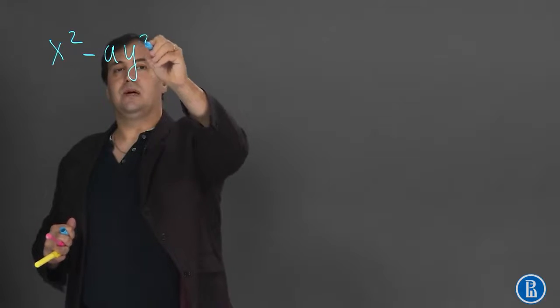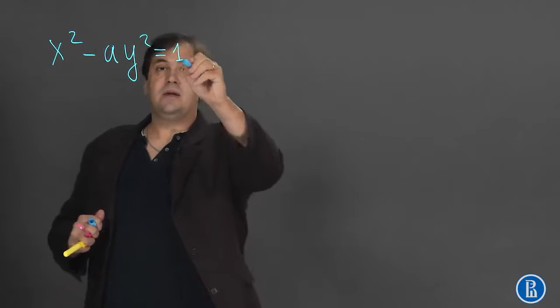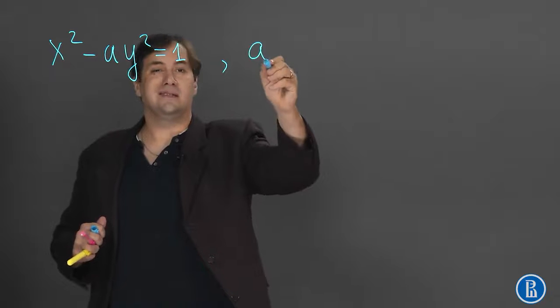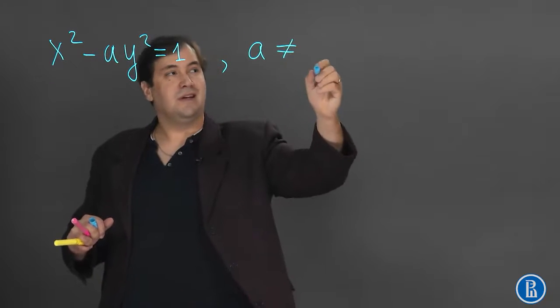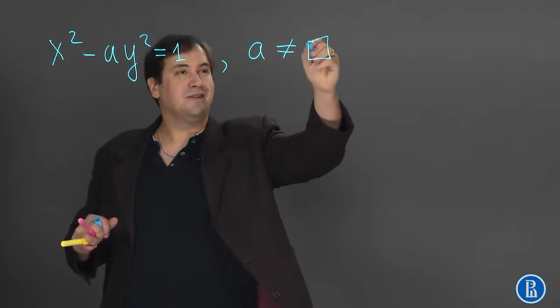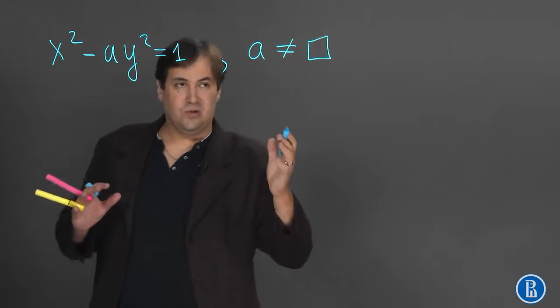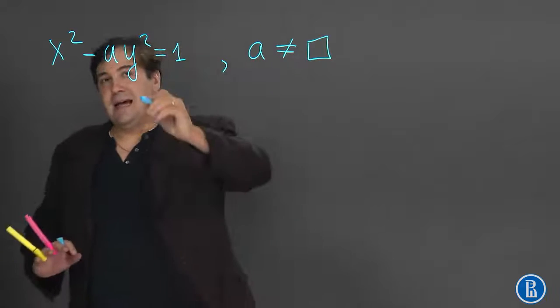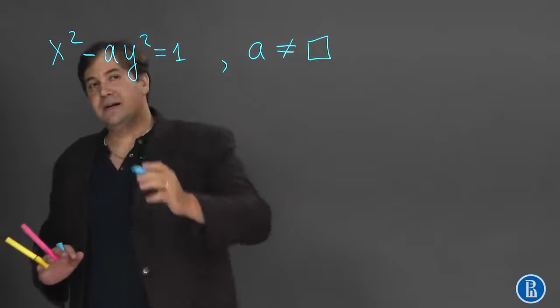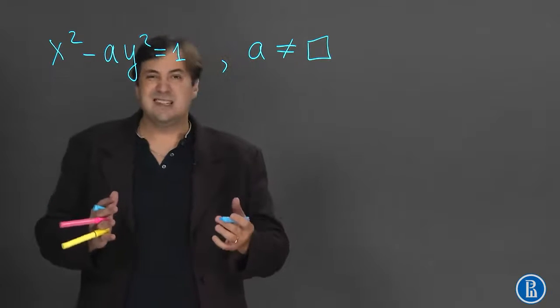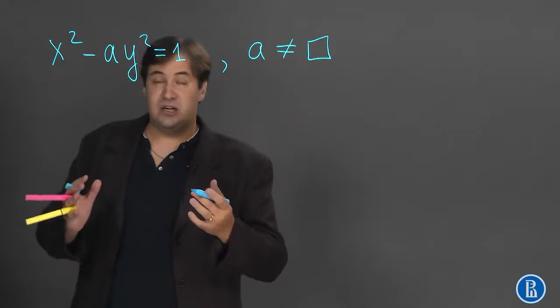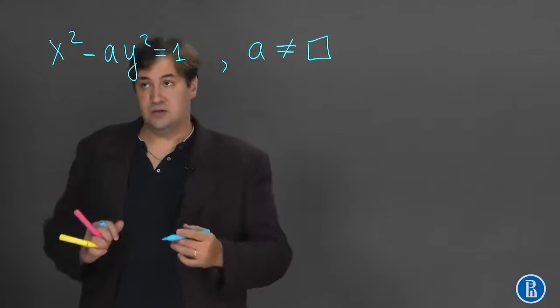Now I would like to discuss the structure of the solutions of a Pell's equation. Let me remind you what the Pell's equation is. It's an equation of the form x squared minus a times y squared equal to 1, where a is a given non-perfect square number. So let's write that a is not equal to a square, which means that a is not 1, not 4, not 9, and so on. And x and y are unknown integers.